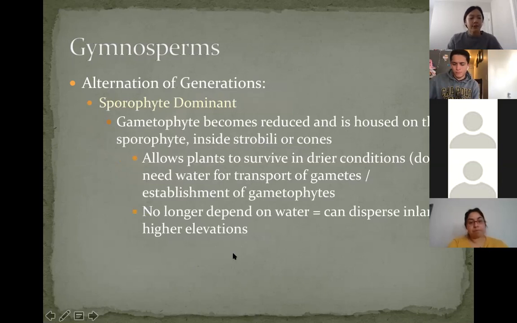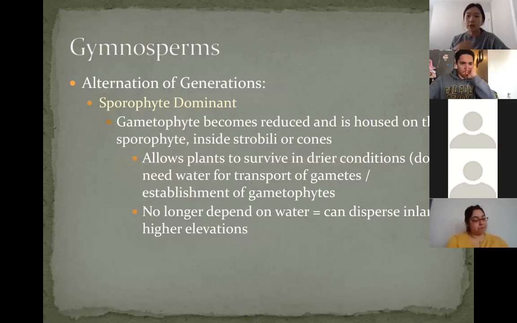In terms of their alternation of generations, they are sporophyte dominant, meaning that they will have two copies of the genome for most of their life cycle. So with sporophyte dominance, the gametophyte is completely reduced and is housed on the sporophyte, specifically in the strobili, or the cones, of these groups. Because the gametophyte is completely reduced, it allowed the plants to survive in drier conditions.